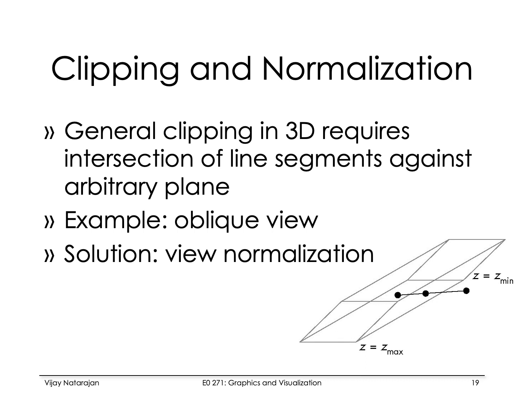Just to recap what we talked about in the previous lecture, I think last week, on view normalization. General clipping actually requires you to compute intersection points between your line and an arbitrary plane, because typically your view volume or view frustum is bounded by planes. For example, in an oblique view, you do have something like a parallelepiped.